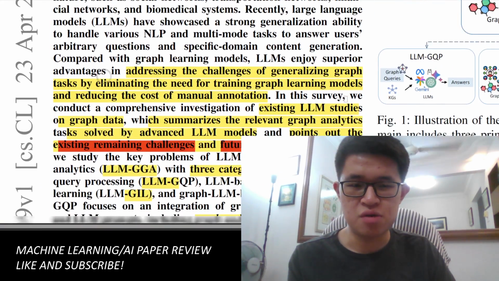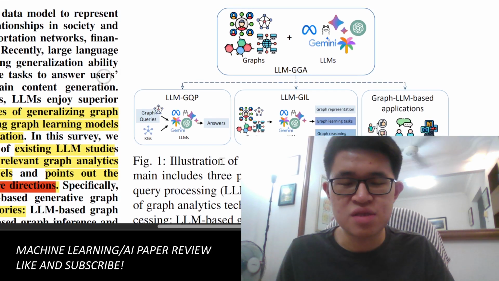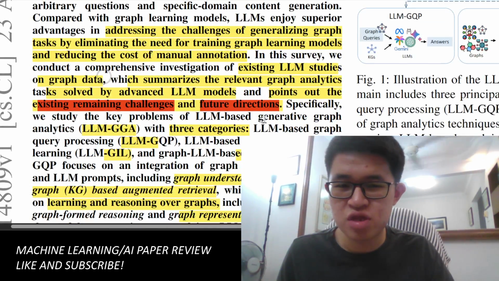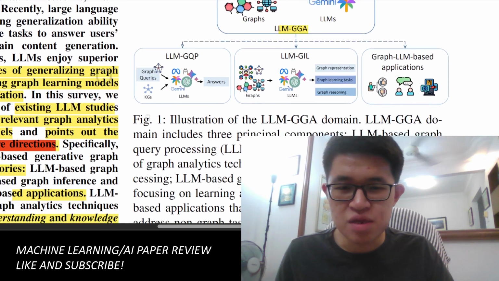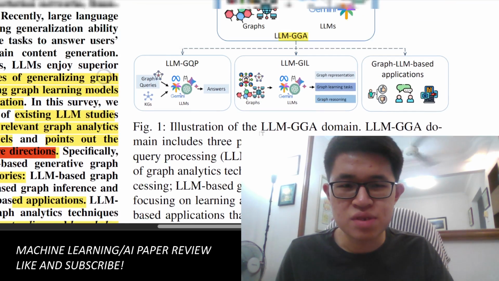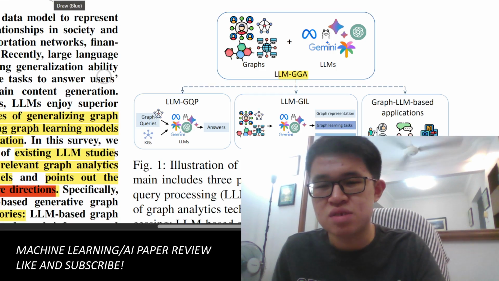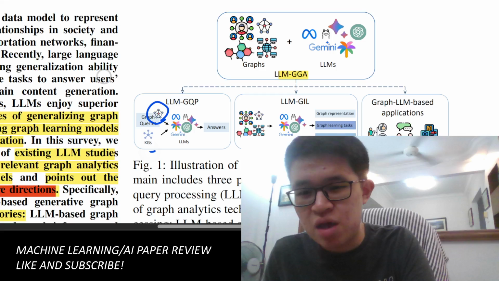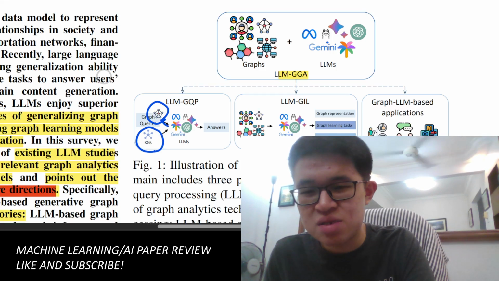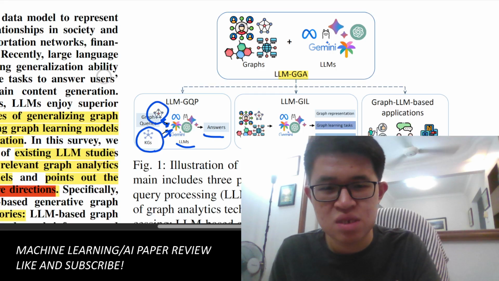Let's take a look at figure one. Figure one illustrates the GGA. GGA stands for generative graph application. Typically, if you have a question about the graph data and you give it some kind of knowledge graph at the same time, you can feed it into the LLM and that will give you a response.